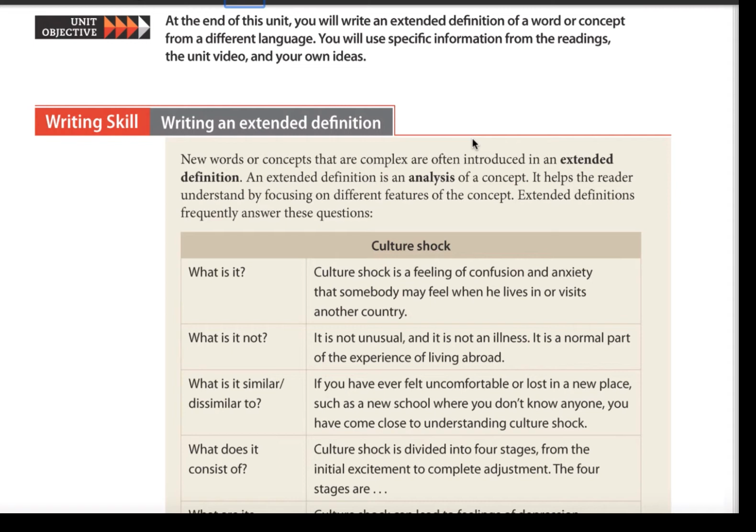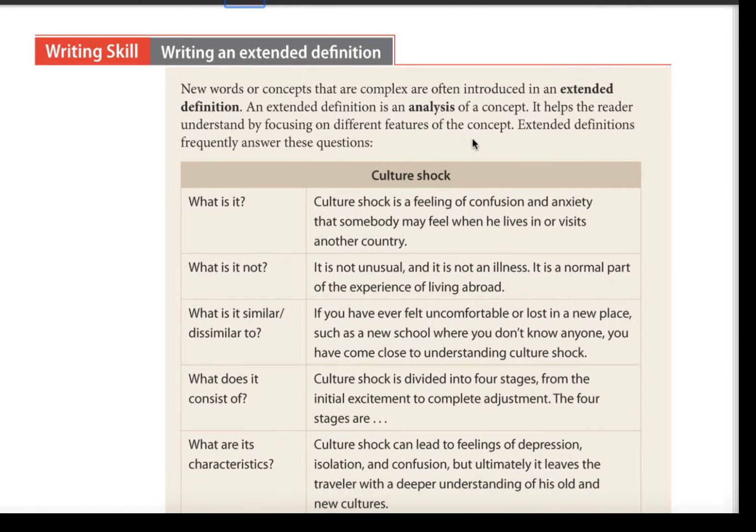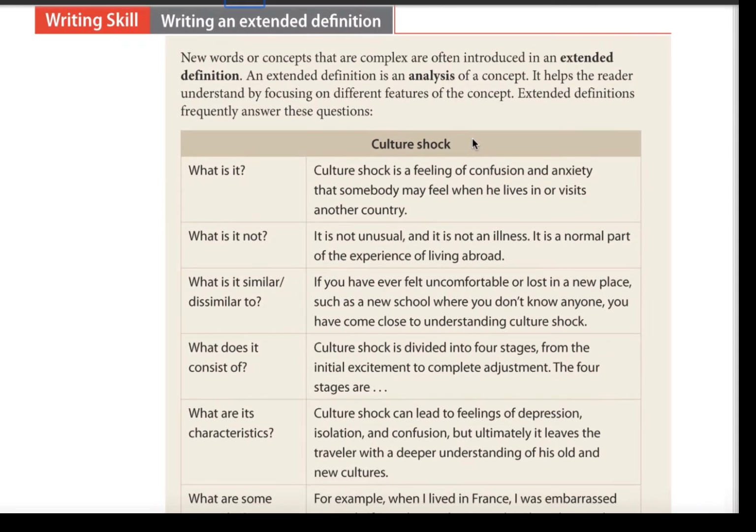So what it is, is that you take a concept or a word that maybe a lot of people wouldn't know. We can't assume that they know this. And you analyze it. The way that you analyze this particular word is to take it apart at different levels. So we're going to answer questions based on this word that really delve deeply into it to give the reader a true understanding of the concept.